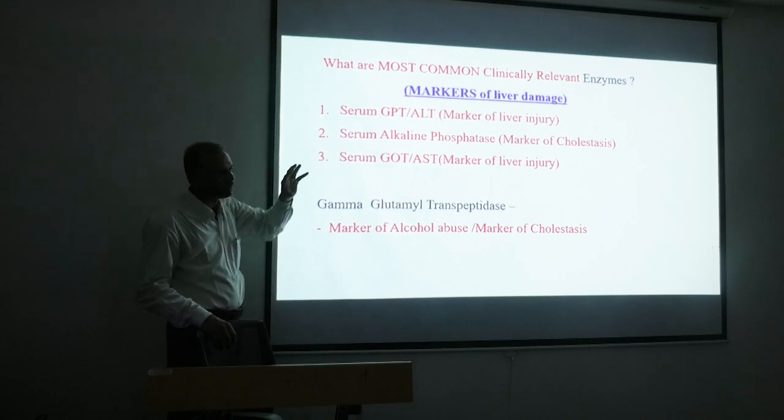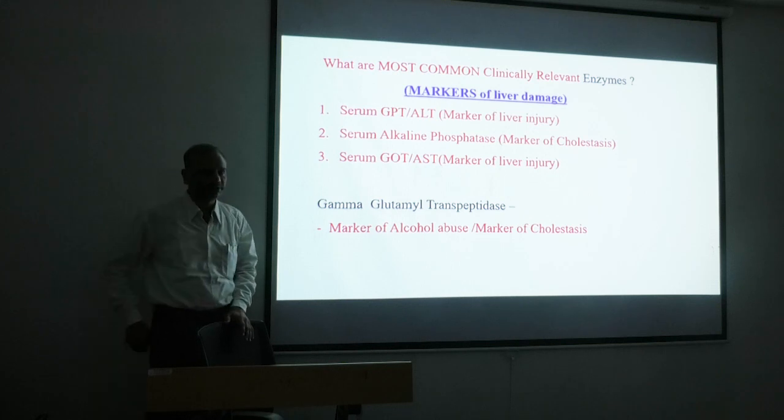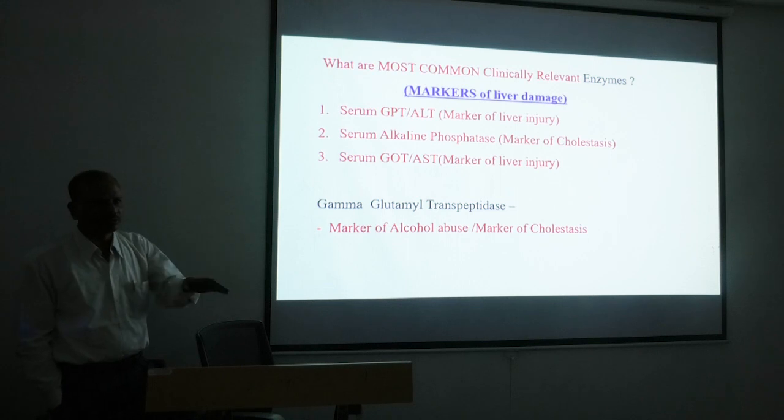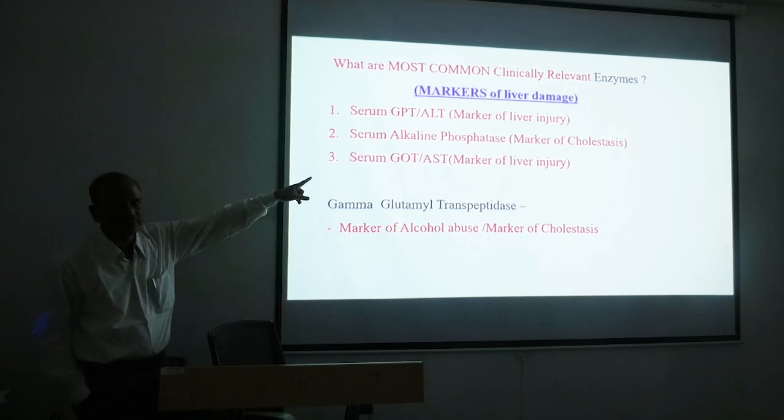Alkaline phosphatase is a marker of cholestasis. If there is a block, cholestasis due to any cause, a block anywhere, tumor, cancer, stone, you get an elevated alkaline phosphatase level. Okay?